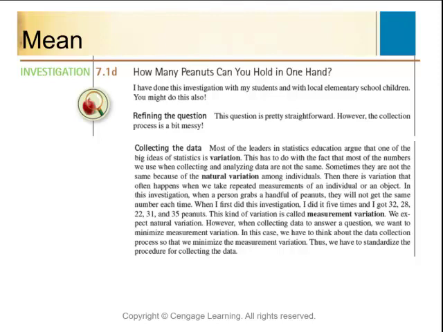A very cool experiment, we're going to discuss this one in quite a bit of detail, is asking students, how many peanuts can you hold in one hand? So how many can you get out of there? There's a lot of variation to the number of peanuts that you can grab. There's even variation in what you do time and time again. Notice that the author of this said that they did it 5 times and got 32, 28, 22, 31, 35 peanuts. This is called measurement variation.